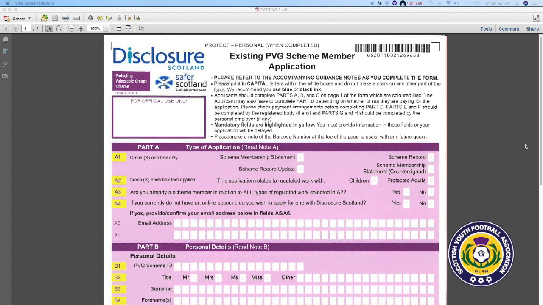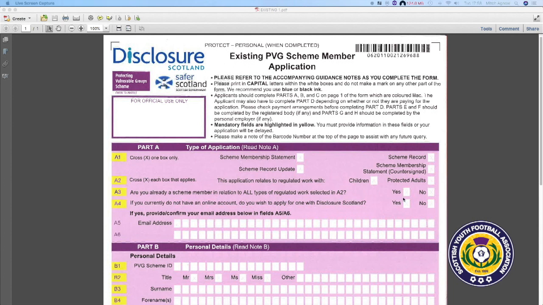The filling in of this, we start at A1 and it's a scheme record update. This is a scheme record update because we've already done the scheme record and we're now updating it because it's an existing one. We tick children because we are dealing with Scottish Youth FA and children.